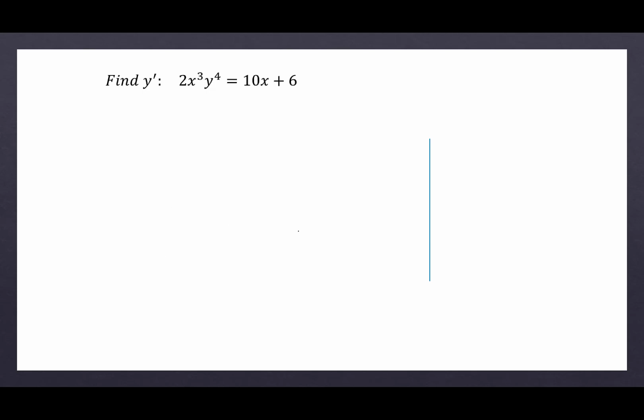Let's try 2x cubed y to the fourth equals 10x plus 6. Well, good news, we only have one y, but the y and the x are side by side again, so once again, this will be the product rule. Let's start with 2x cubed becomes 6x squared. Keep the y to the fourth, plus, go back to 2x cubed. Y to the fourth is 4y cubed times y prime. Really necessary to have that y prime or we have nothing to solve for.